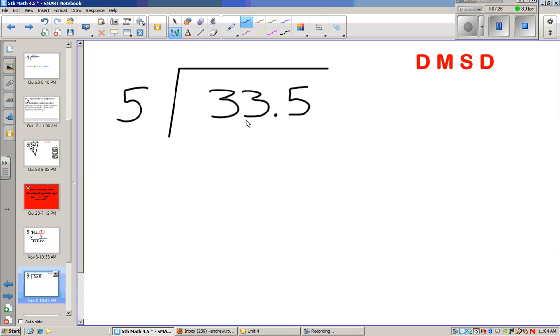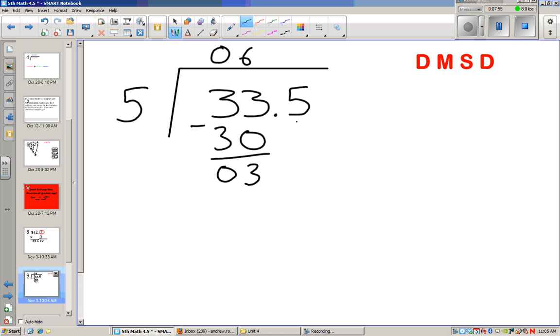Now I'm going to do it and you can compare your answer to mine. 5 goes into 3, 0 times. So we'll try 33. 5 goes into 33. That goes in there 6 times. So that's the divide part. Then multiply. 6 times 5 is 30. Now subtract. 3 minus 0 is 3. 3 minus 3 is 0.